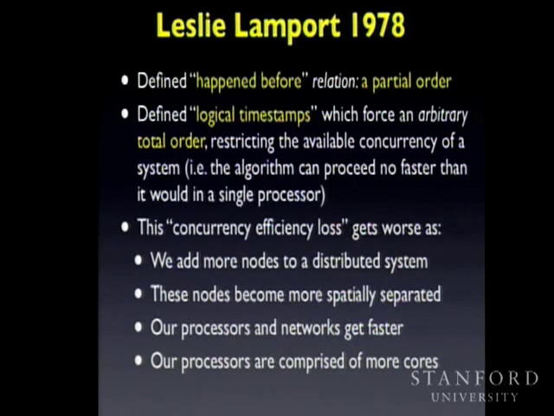This concurrency efficiency loss of going from a partial order to a total order is actually fairly massive. It wasn't that important 30 years ago, but now it's hugely important because our processors are three orders of magnitude faster now. Three orders of magnitude faster in clock rate. They're probably 10 orders of magnitude faster in speed. And this just gets worse in a distributed system. The more nodes you have, the more spatial separation that you have between them, the worse this problem becomes.